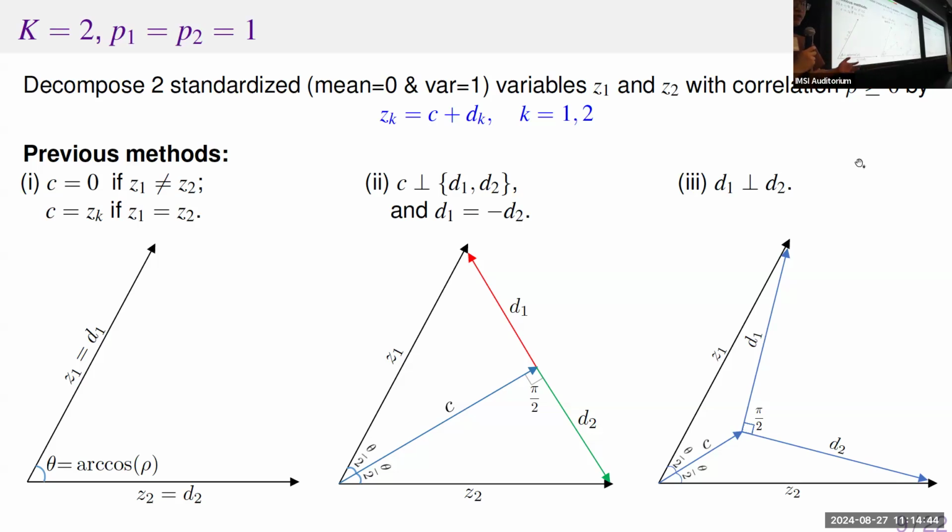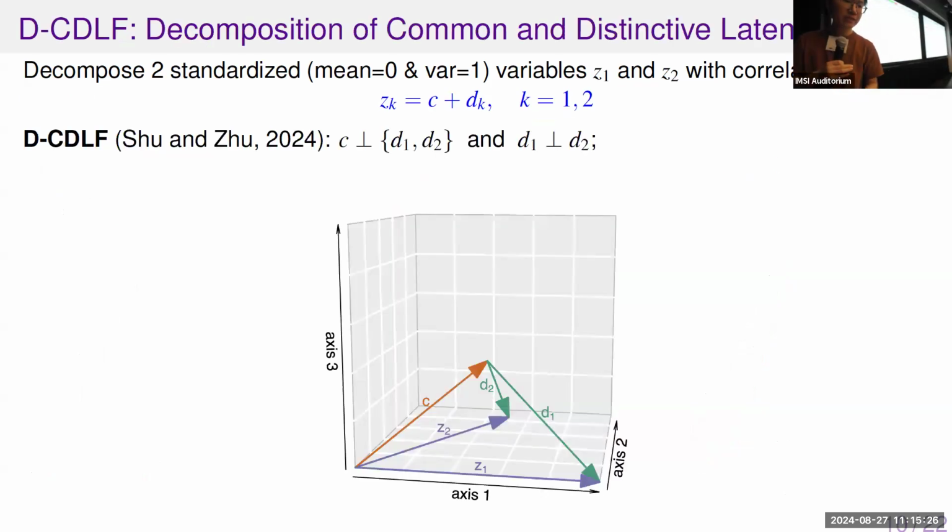We can see these three solutions do the decomposition within this two-dimensional space spanned by D1 and D2. But our goal is to have these three random variables C, D1, and D2 mutually orthogonal. As you know, in a two-dimensional space, it's impossible to have three mutually orthogonal non-zero elements. So we need to expand this two-dimensional space to a three-dimensional space for our decomposition. Here we propose our method called the DCDLF method. We do this decomposition in a three-dimensional space spanned by D1 and D2 and a new variable orthogonal to D1 and D2.